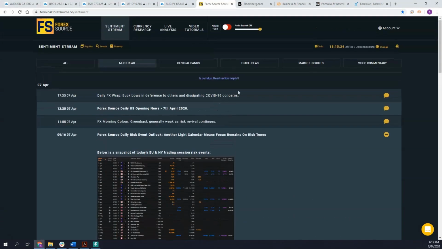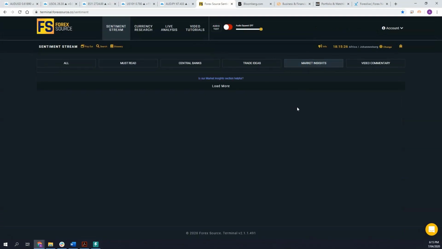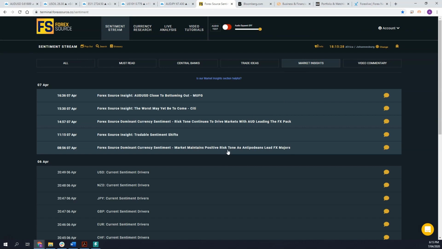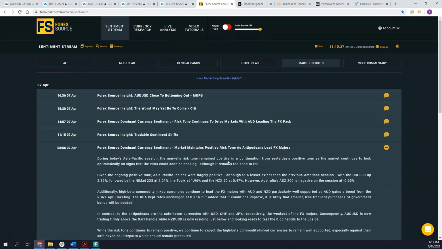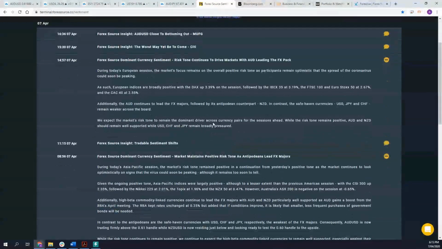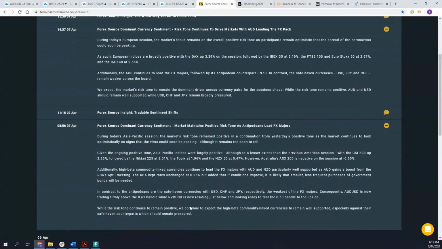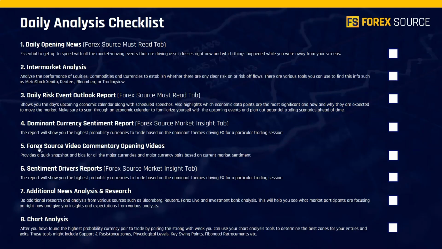Next step after that will be to go to the dominant currency sentiment report. Now, if you open up the Market Insights tab, you'll see that we've basically all the information that we go through on a daily basis, all the investment bank analysis, all the opening news, all the articles, all the additional research of all of that. We basically filter that down. And in every session, we give you only the most important moves or most important news that we think is moving the currency markets right now, and provide you with the strongest and weakest currency to make the best pairings for the session ahead.